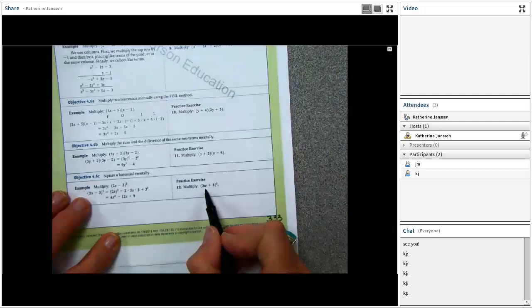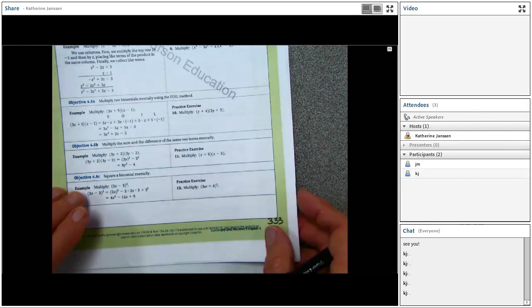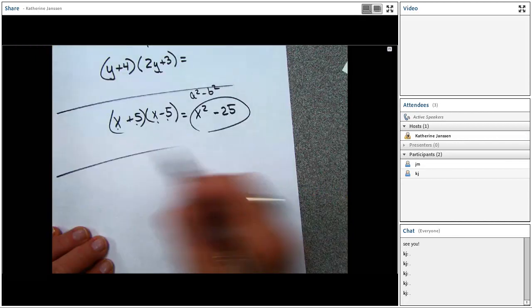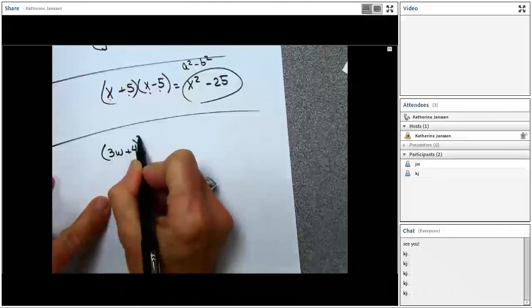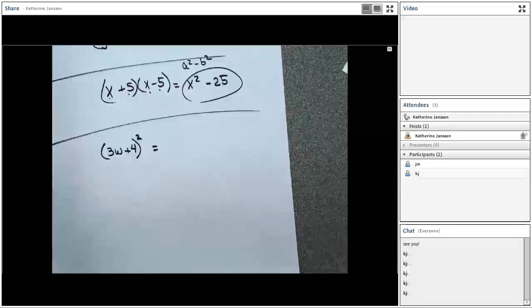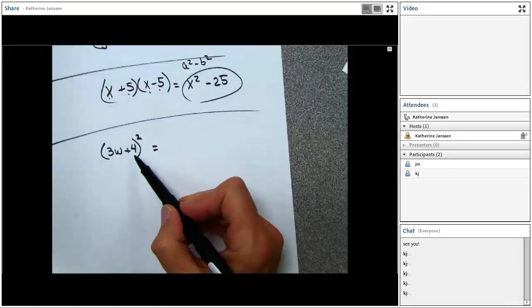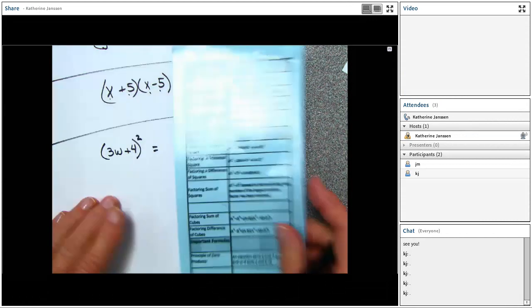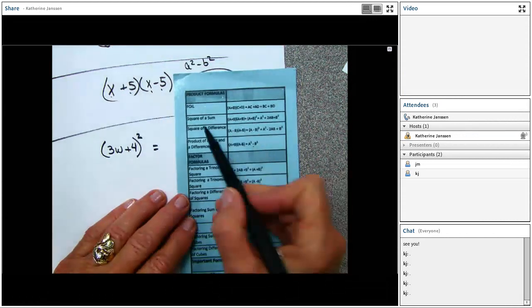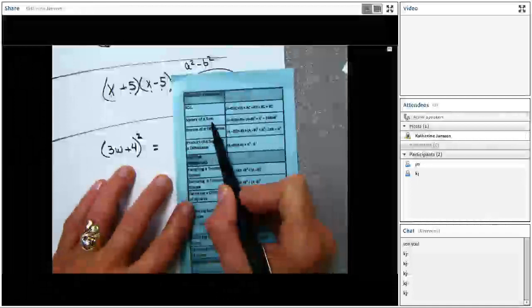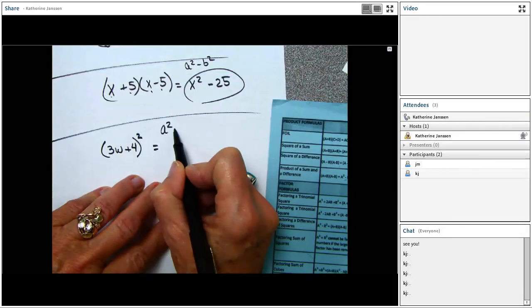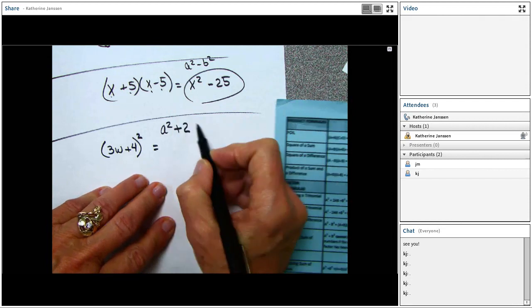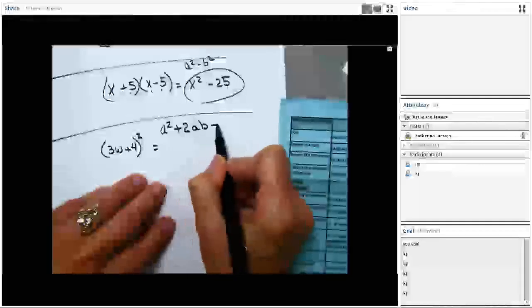Next, multiply the quantity 3w plus 4, the quantity squared. Well, that's a binomial times a binomial. I have 3w plus 4 times 3w plus 4, so I'm going to get out my blue card, and that looks like it's the square of a sum. So my answer is a squared. I'm going to be collecting 2 like positive middle terms, and I square the last term.